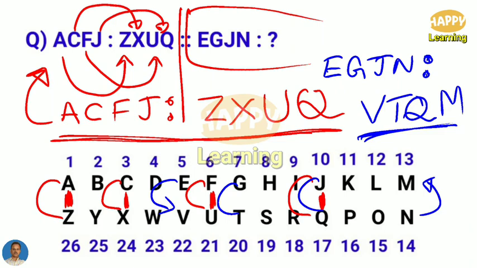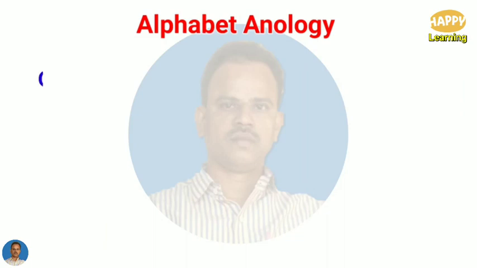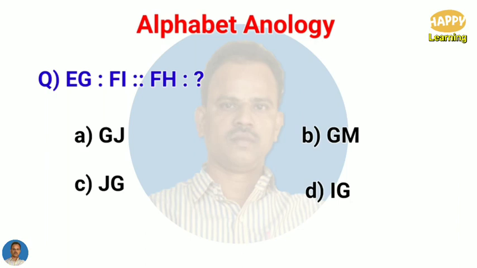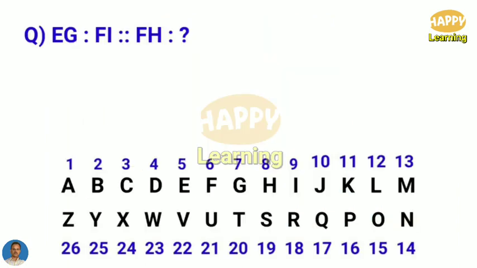Okay, right. Let us move to the next question. EG is proportionate to FI is same as FH is proportionate to dash. Options are GJ, GM, JG and IG. Okay. EG, FI, FH are related. First, forget about this part. Let us think of this part.